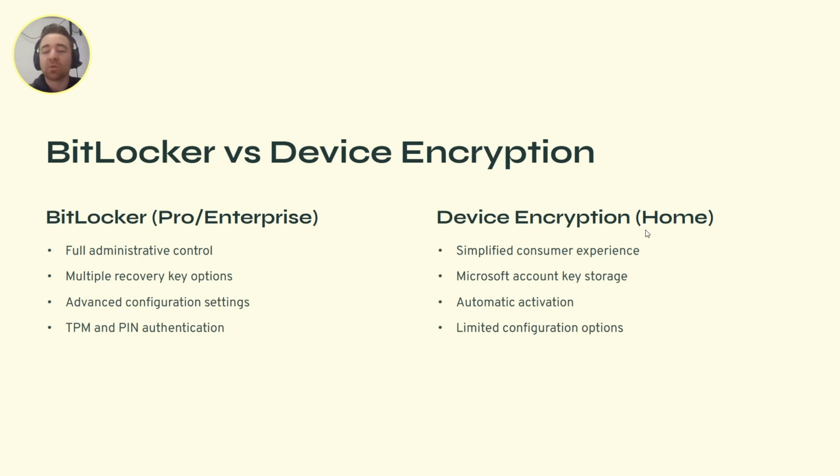device encryption for Windows 11 Home, has a simplified consumer experience. Get rid of all the unnecessarily complicated stuff, just basic encryption, Microsoft account key storage, automatic activation, and has limited configuration options. So basically, the main difference, you don't really need to know the specifics too much, just that BitLocker has full functionality, a lot of settings to change, a lot of different things you can do. Device encryption, the basic functionality of BitLocker, and it is just basic, just device encryption, not really a lot of functionality to play around with.